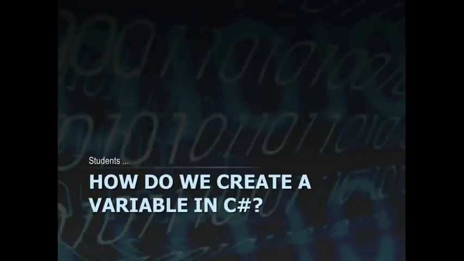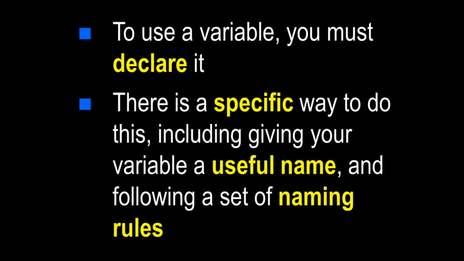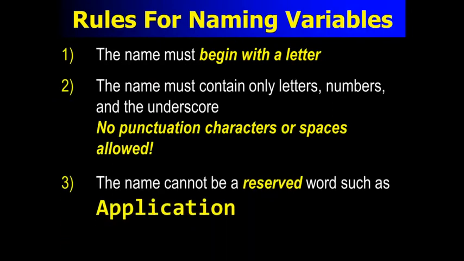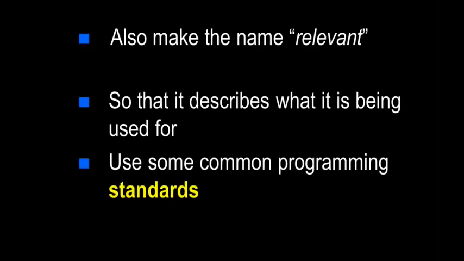Okay, almost there. We're almost going to code. How do we do this? So the code we write to do this, I'm going to show you right now. You give it the name and you give it the type, but actually in the reverse order. You put the type first and then the name. When you name it, it has some rules. Good news, you know these rules. It has to begin with a letter. It can only contain letters, numbers, and underscores. No punctuation, no spaces. It can't be a reserved word, like application. Make it relevant. We already talked about that. Have it describe what it's storing, and then follow a few standards.